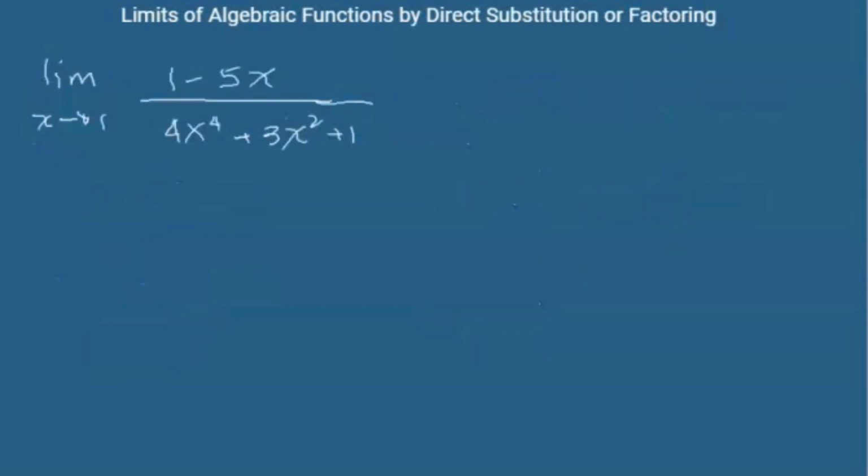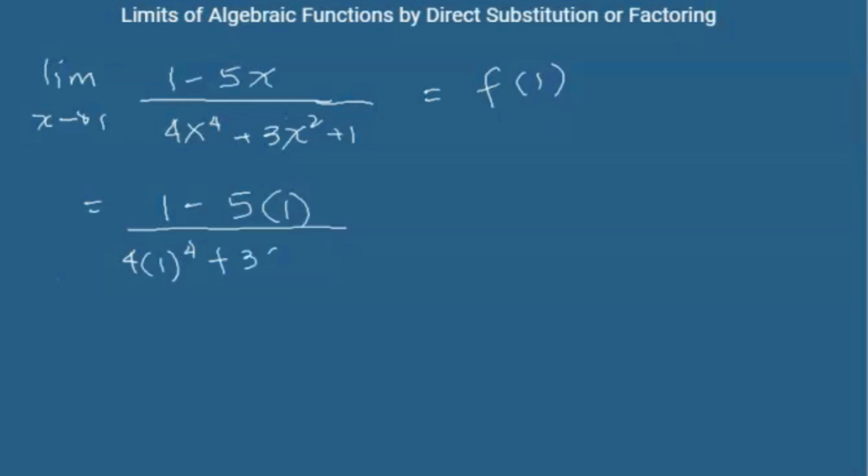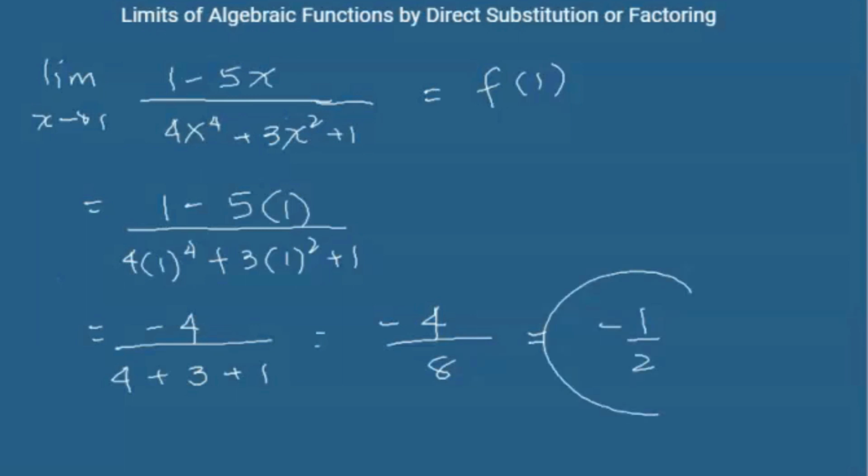Another example, the limit of 1 minus 5x over 4x to the fourth plus 3x squared plus 1 as x approaches 1. So by direct substitution, this would be f of 1. Let's substitute 1. So 1 minus 5 times 1 over 4 times 1 to the fourth plus 3 times 1 squared plus 1. 1 minus 5 is negative 4 over 1 to the fourth is 1 times 4 is 4 plus 3 times 1 is 3 plus 1. So our final answer is negative 4 over 8. We can simplify this to negative 1/2.